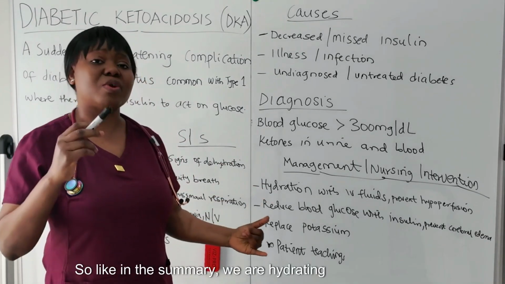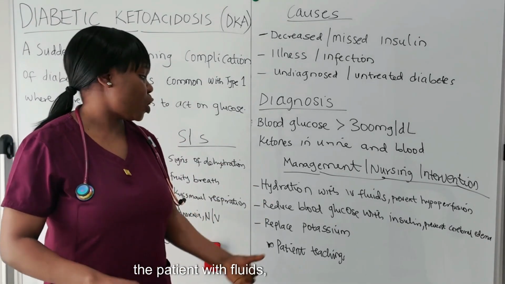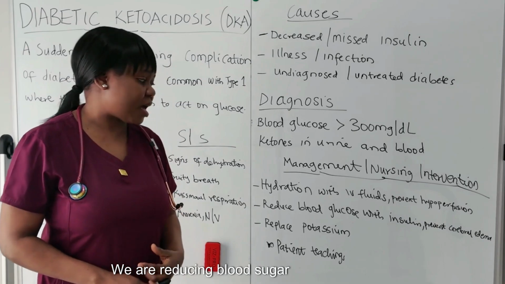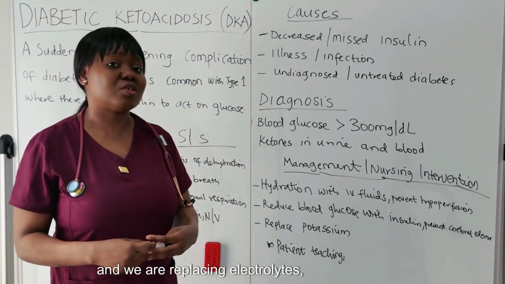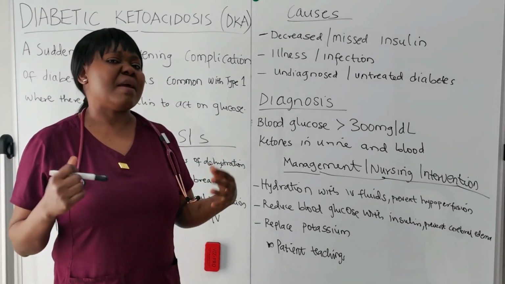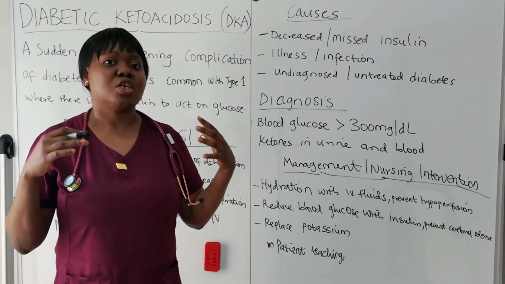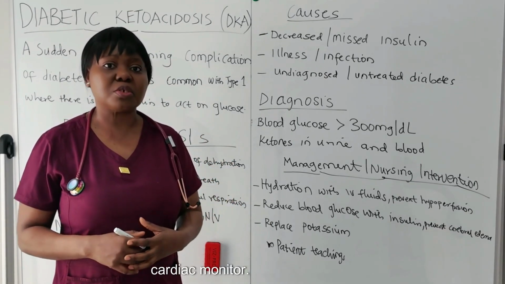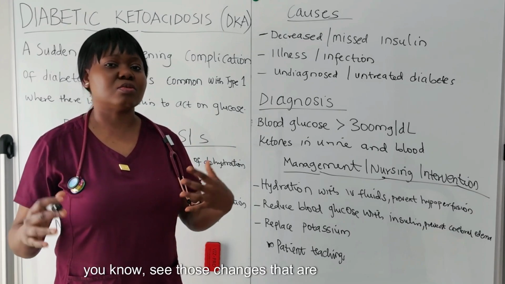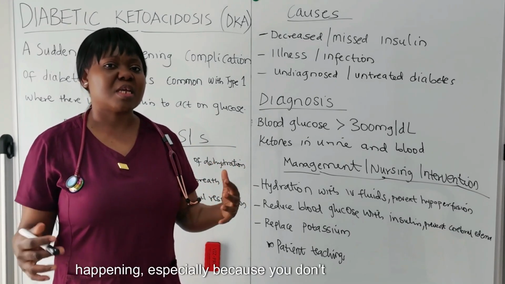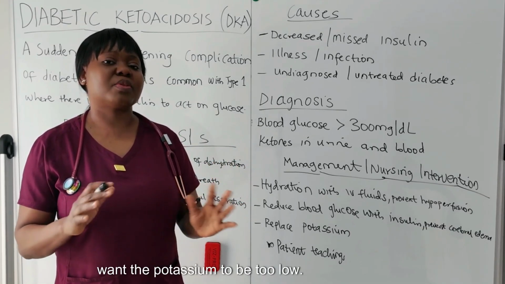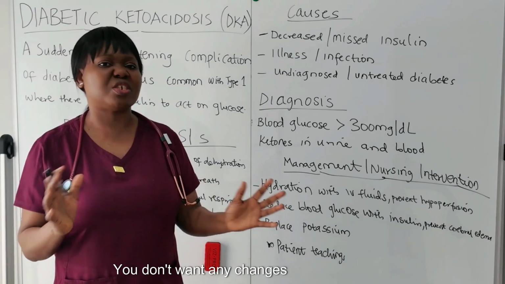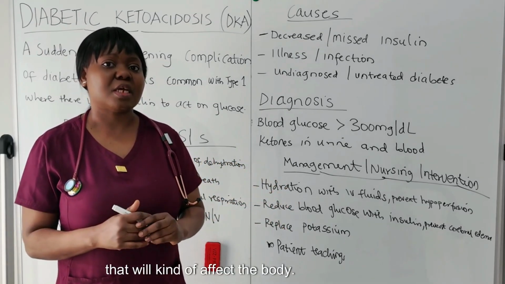So in summary, we are hydrating the patient with fluids, we are reducing blood sugar, and we are replacing electrolytes, especially potassium. For a patient with diabetic ketoacidosis, it is very advisable to place the patient on a cardiac monitor. You want to watch out for the changes that are happening, especially because you don't want the potassium to be too low. You don't want any changes that will affect the body.